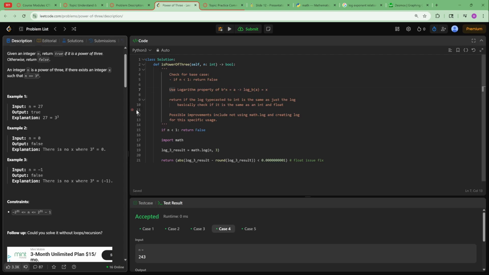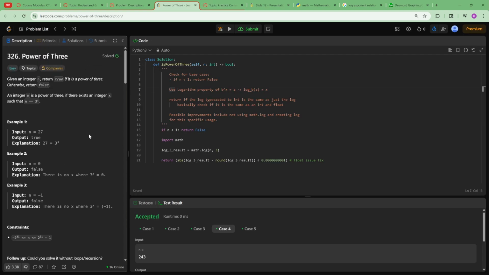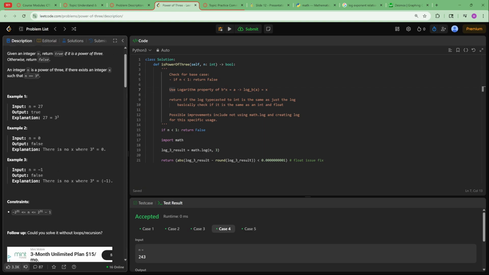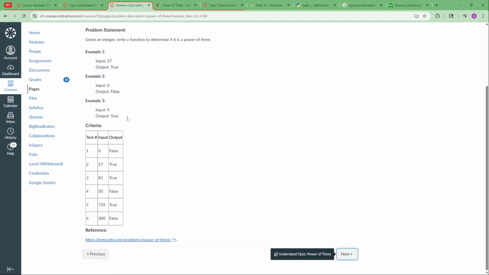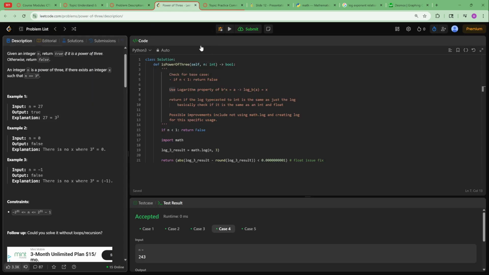So knowing that, we can create a base case where if we're given a number that is zero or negative, then we know that it is false immediately because that is not possible. And we could see this here with the examples they gave us. Even if they didn't give us that, just knowing that that will never happen is important because we could create a base case that just returns false in that case. And then we can move forward from there.